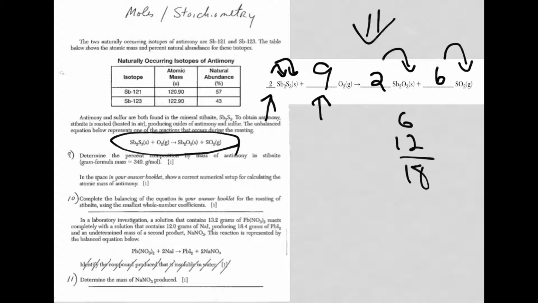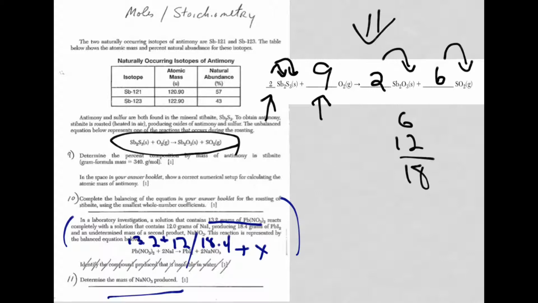Okay, let's check out question 11. Question 11 asks to determine the mass of NaNO3 produced. So I got to go back and take a look at the whole reading passage here. And we had a question like this already in this mole/stoichiometry for 2005. So I got to pick the information. I got 13.2 grams of my lead(II) nitrate, so that goes here. And I got to add to that 12 grams of NaI. That's on the left. What I start with as far as mass, I end with. On the right, I have 18.4 grams of PbI2 and an undetermined mass for the second product of NaNO3.